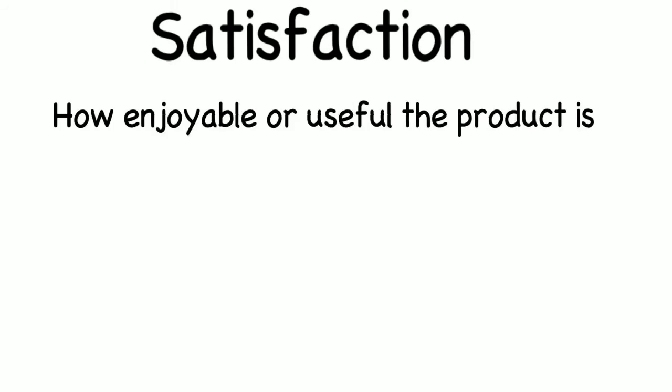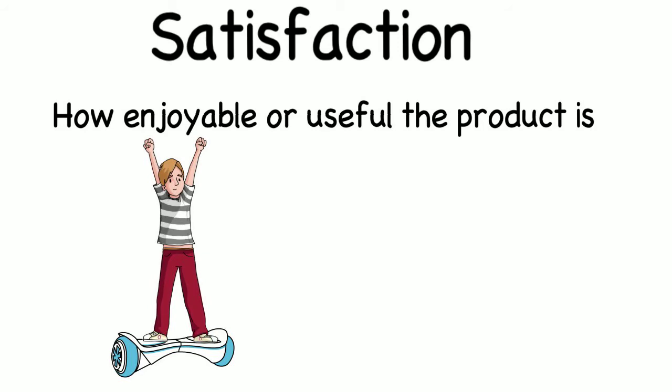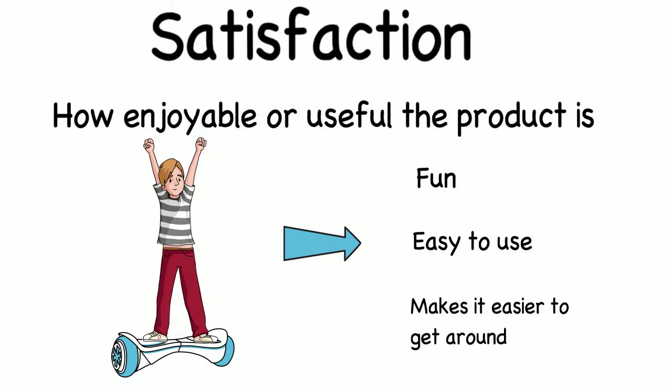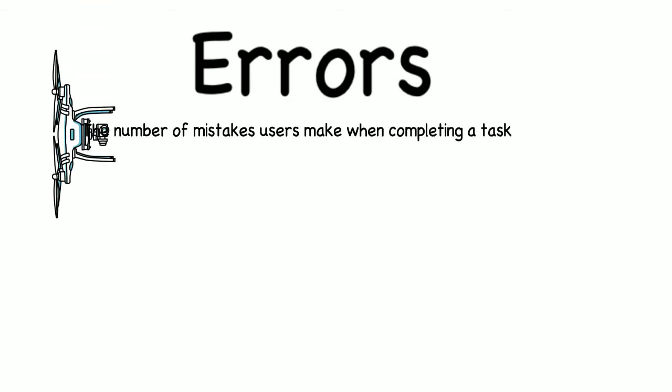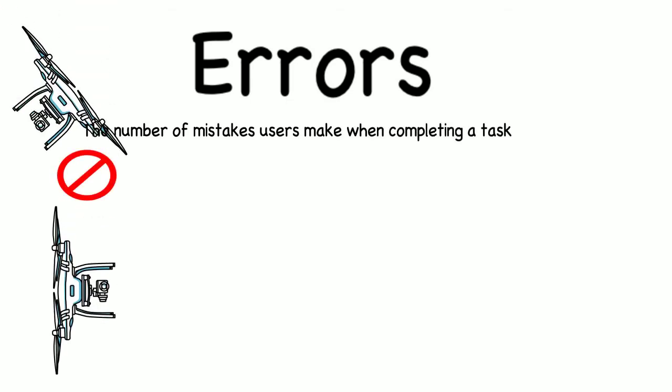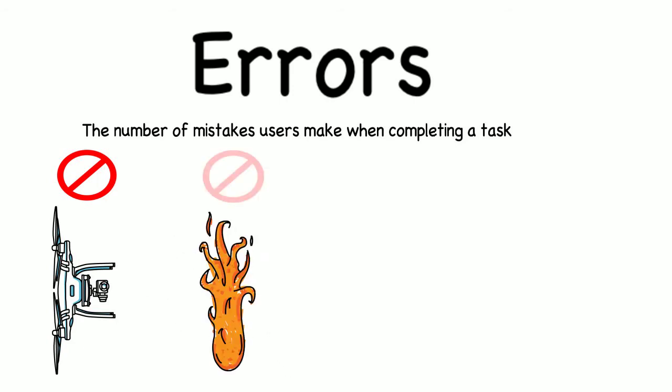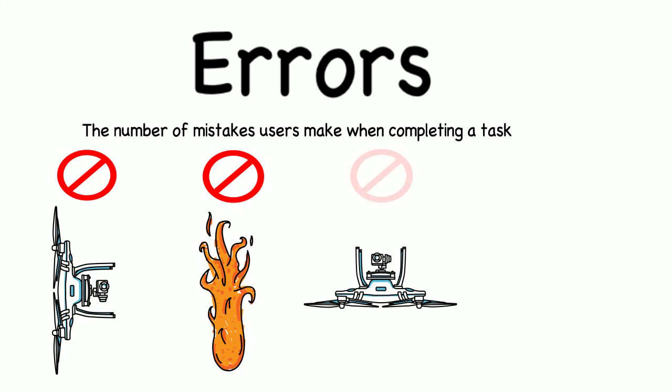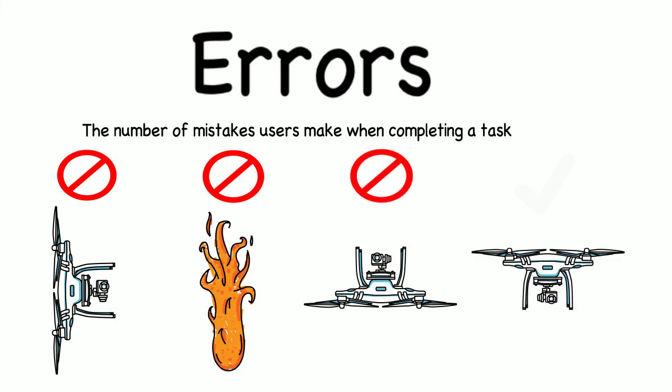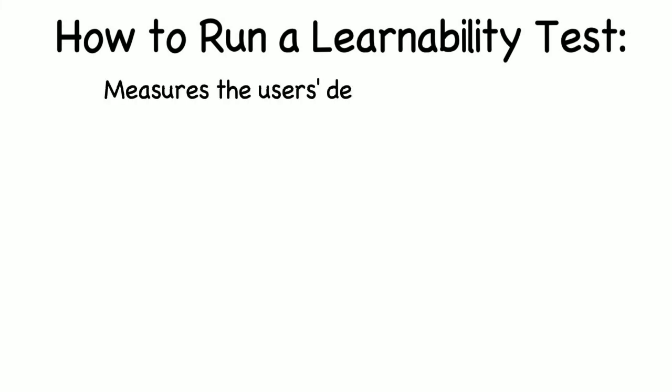Satisfaction is the level of enjoyment or helpfulness the product creates for the user. By meeting your users' needs, you create a feeling of satisfaction which leads to them using your product more. Errors are the number of mistakes made when trying to complete a task. In this example, the error is the user not being able to accurately fly a drone. Other errors could consist of the user not noticing an element, taking a long time to complete the task, or failure to complete the task altogether. If there is a high number of errors made, then your product is difficult to use, making it less learnable.